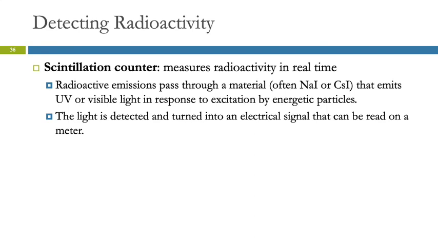A scintillation counter also measures radioactivity in real time. And so here they're passing the radioactive emissions through something like sodium iodide or cesium iodide that's going to emit either UV or visible light in response to being excited by the energetic particles.